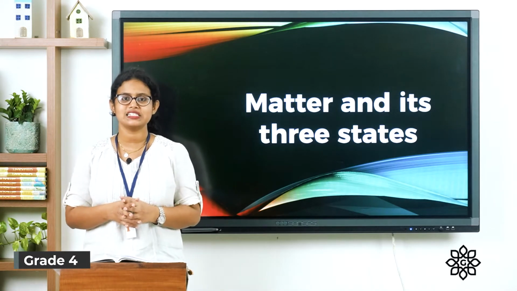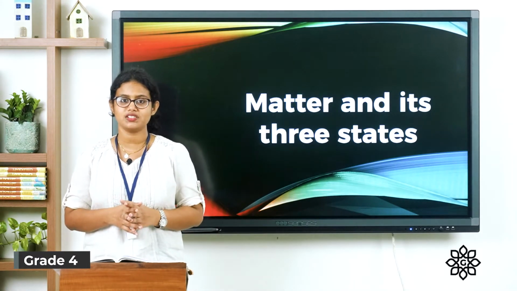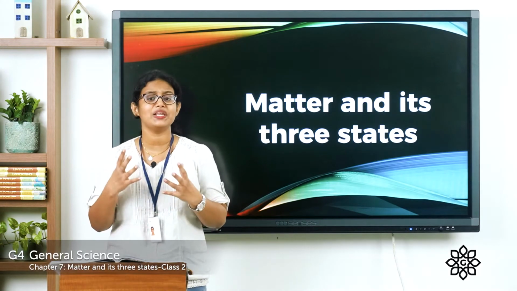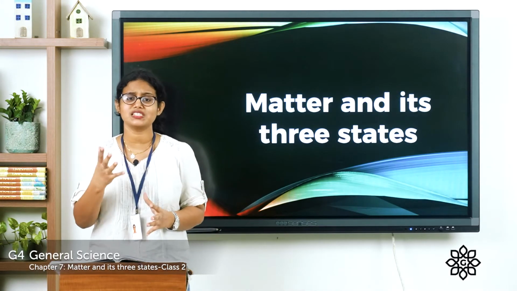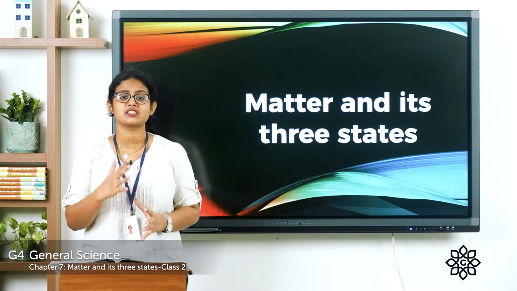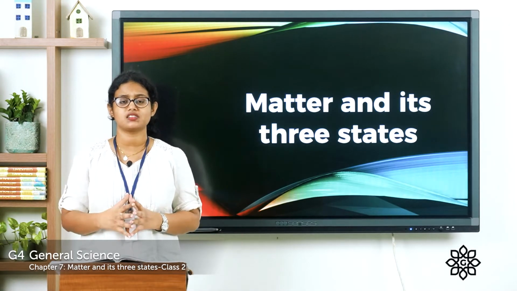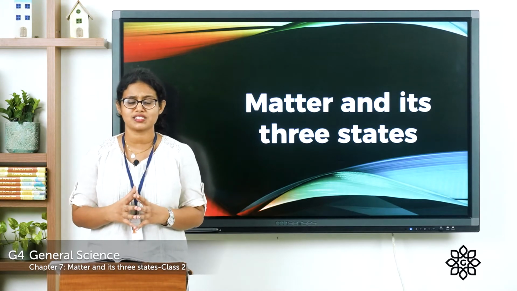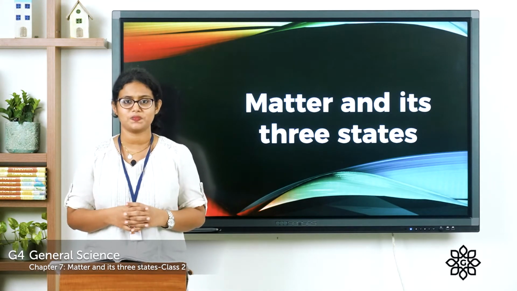In the last class, we started with the chapter Matter and its three states, and we learnt about matter. So what is matter? Anything that has mass and occupies space is called matter. And everything around us is made up of matter.